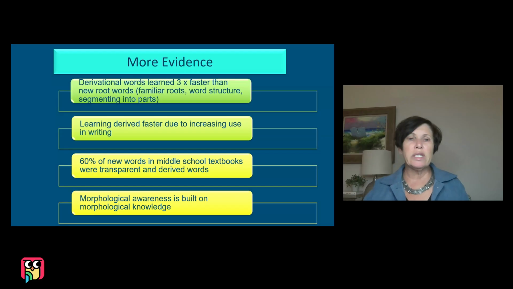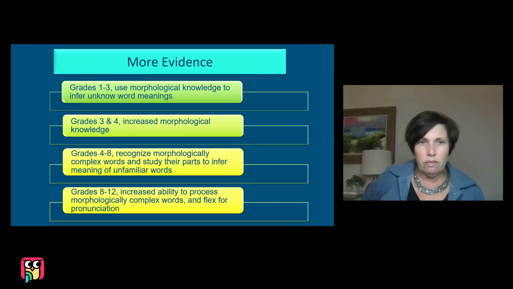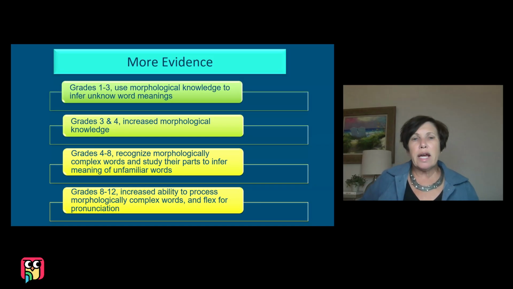We know that morphological awareness skills are built on morphological knowledge, and I'm going to clarify that in just a second. So we're just going to move from first grade up through high school. In grades 1 through 3, they can use morphological knowledge to infer the meaning of unknown words. Grades 3 and 4 increase morphological knowledge. Grades 4 through 8 recognize morphologically complex words and study their parts to infer the meaning of unfamiliar words. Grades 8 through 12 increase the ability to process morphologically complex words and inflect the words to help with pronunciation.